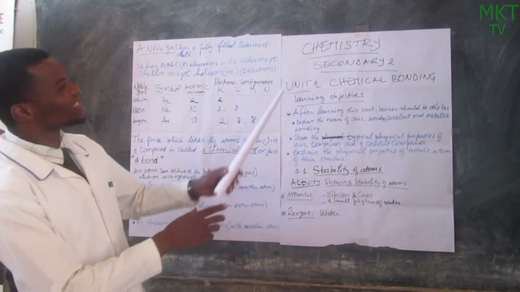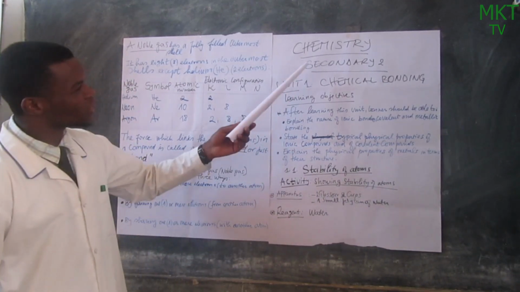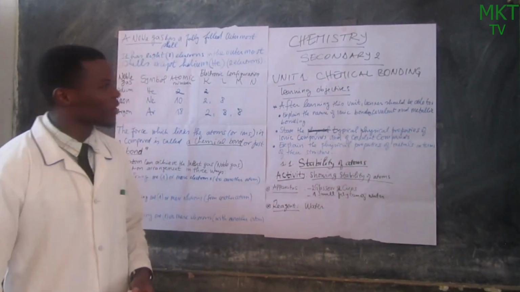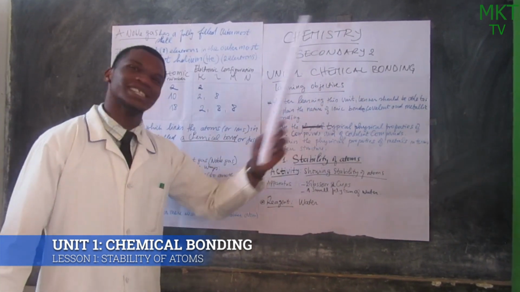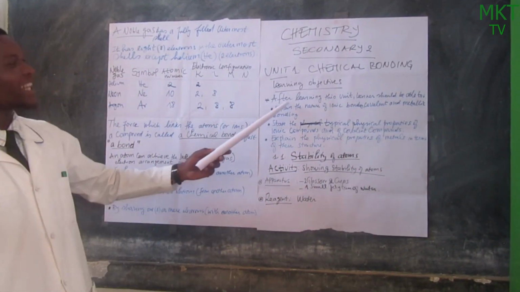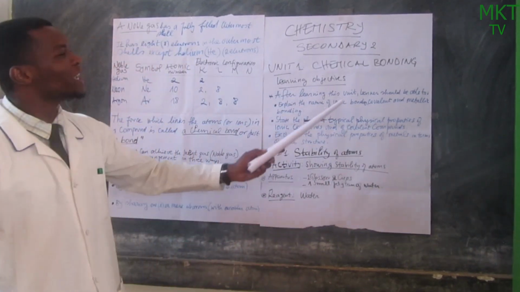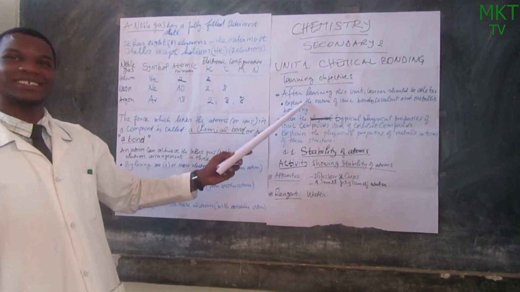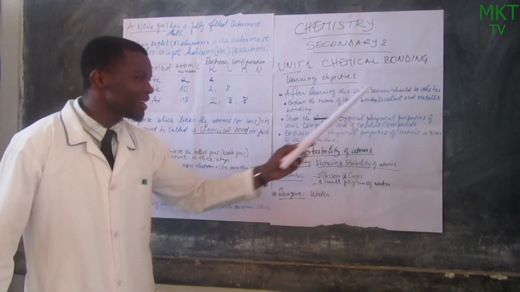Now, as you see, we are going to study chemistry, secondary 2. We're going to start with unit 1, chemical bonding. After learning this unit, learners, you should be able to explain the nature of ionic bonding, covalent bonding, and metallic bonding.